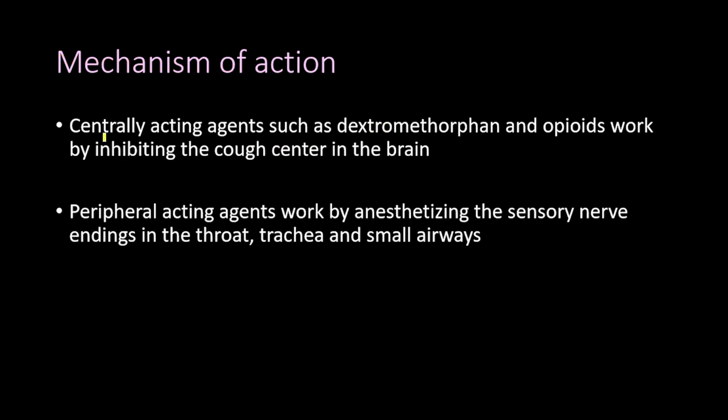Now the centrally acting antitussives, such as the dextromethorphan and opioids, work by inhibiting the cough center in the brain, while the peripherally acting antitussives work by anesthetizing the sensory nerve endings in the throat, the trachea, and smaller airways. And by these two methods, they inhibit the coughing reflex.